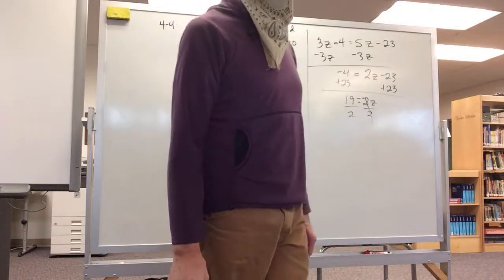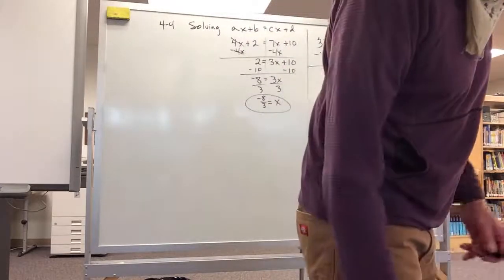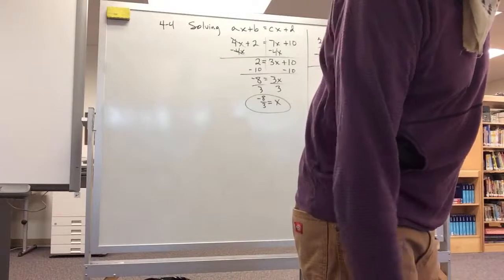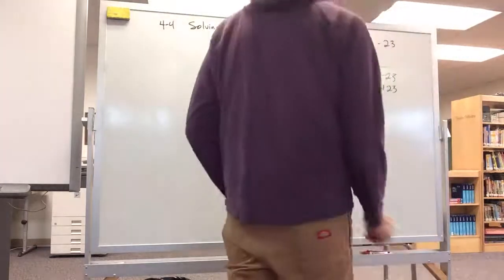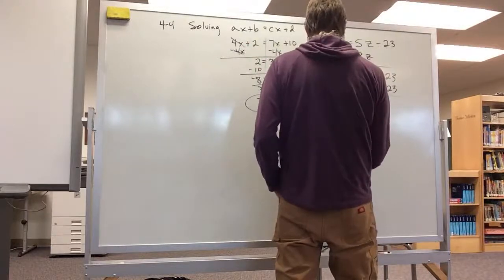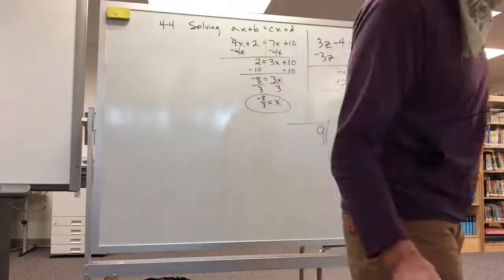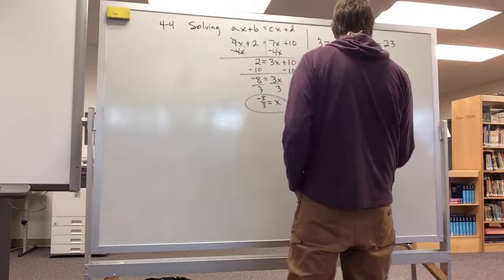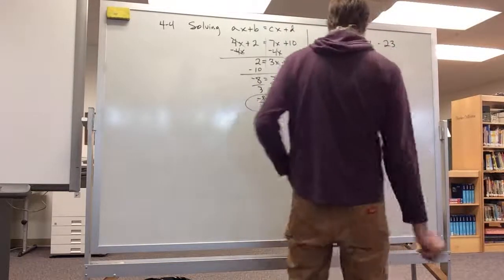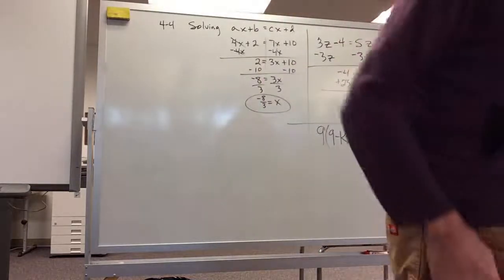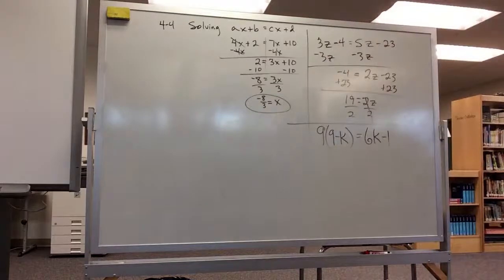Okay, do the next one on the board. 9 times the quantity 9 minus k is equal to 6k minus 1. So what do you have to do before you do anything else? Yeah, distribute.